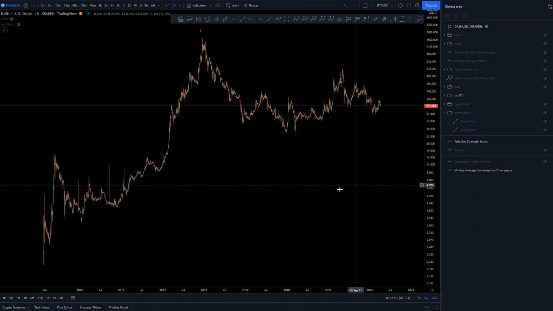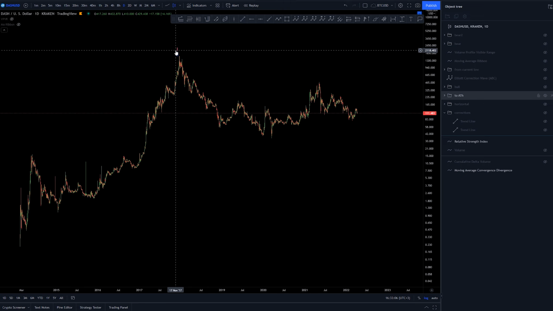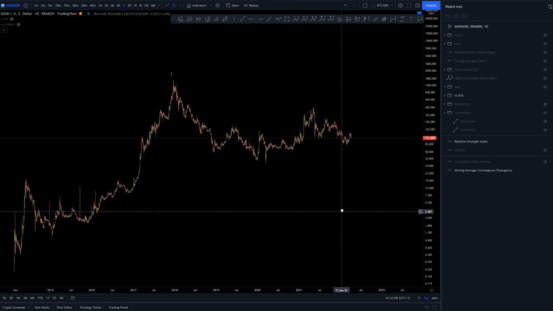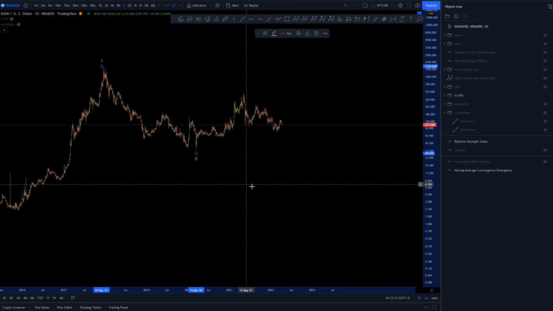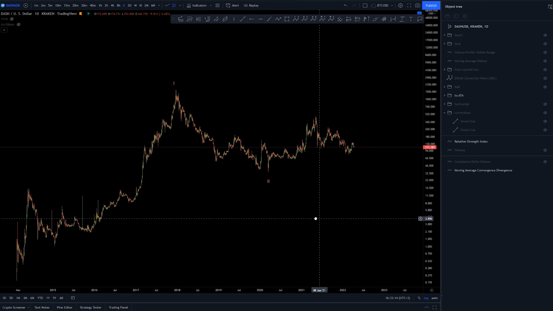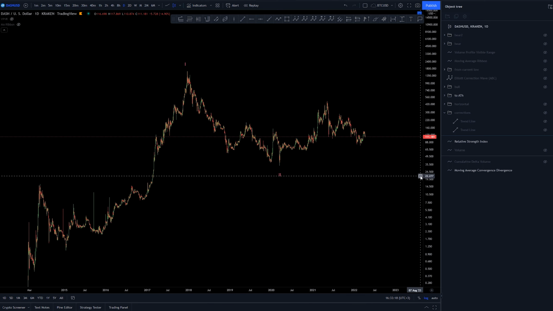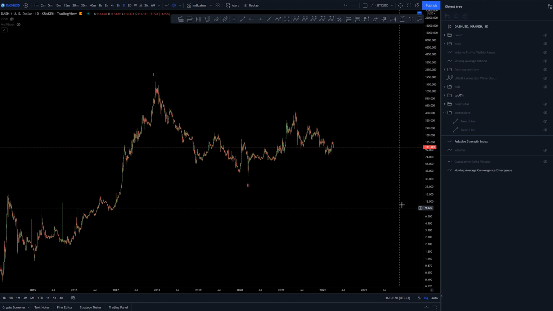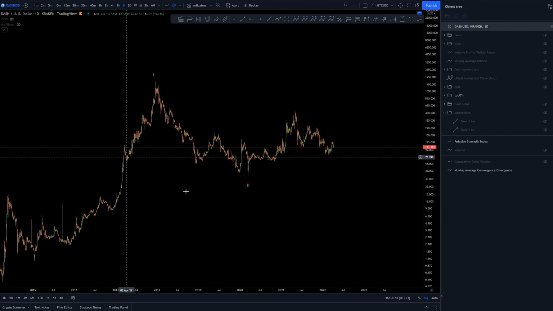So I've marked this high here, the all-time high, as one of cycle in Elliott Wave terms, and now we're going to have a look at a couple of different ways that we can interpret this price action that we're currently dealing with.